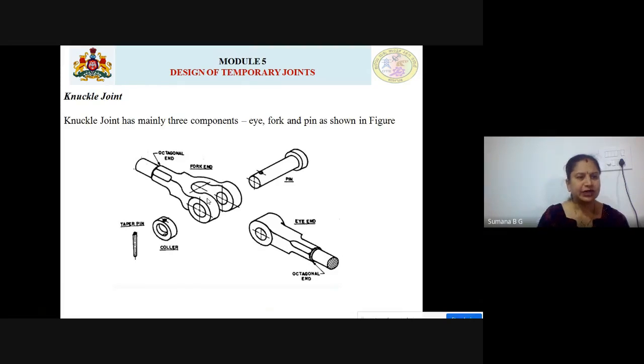The advantages of knuckle joint are it is simple in design and manufacturing, relatively less number of parts, hence the cost is less. It is simple to assemble and disassemble the components without damaging the assembled components.